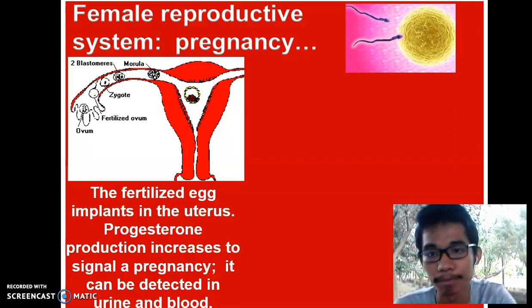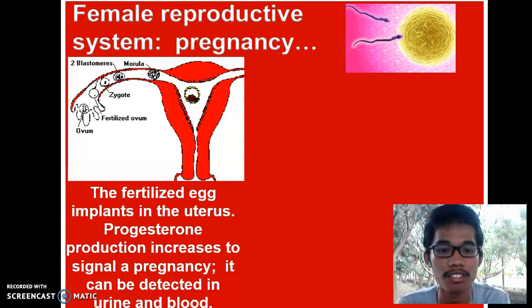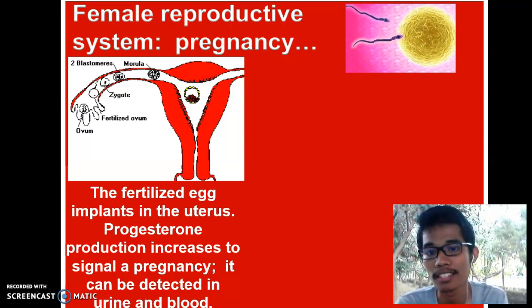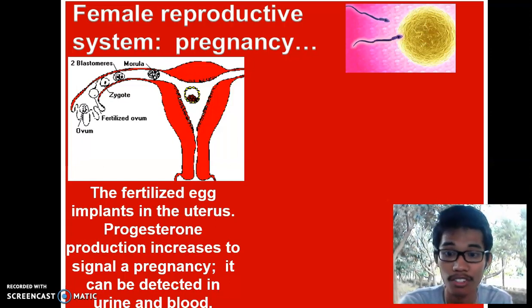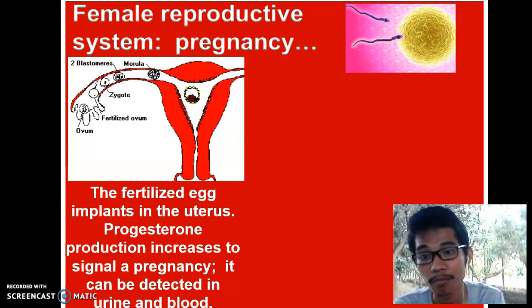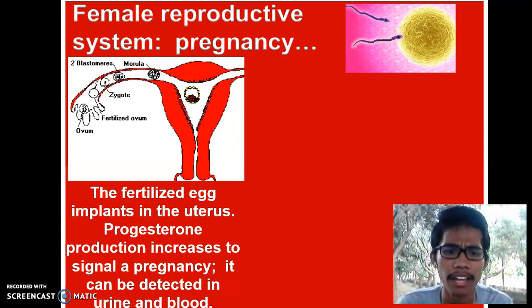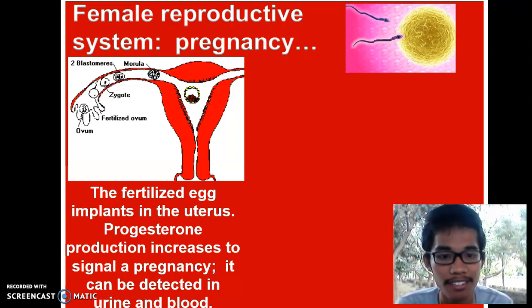Next is pregnancy. The fertilized egg implants in the uterus. Progesterone production increases, and pregnancy can be detected in the urine and blood. At the moment of conception, a single sperm with 23 chromosomes carrying genetic information from the father penetrates, or fertilizes, a single egg with 23 chromosomes.